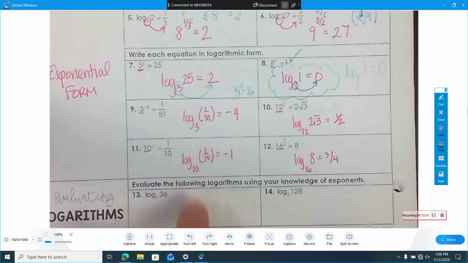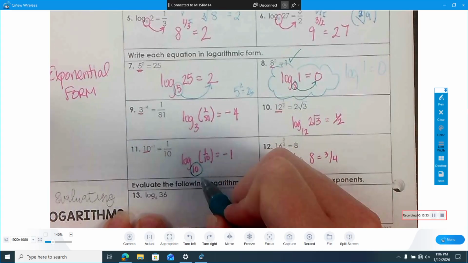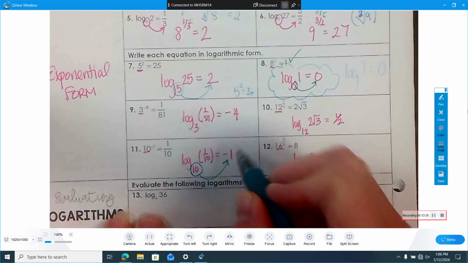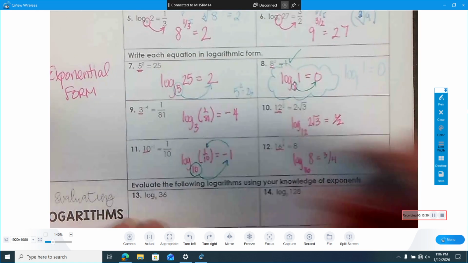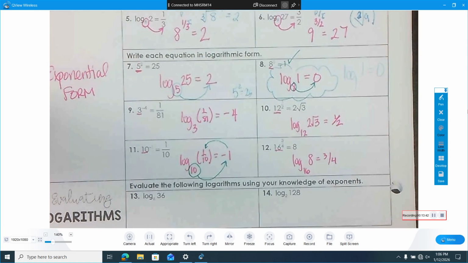Here again, if I think about swirling it, giving a swirly, 10 to the negative 1 power, that creates the fraction 1/10. So I know that I did write that the right way. So again, you can check using a swirly, which is kind of nice.